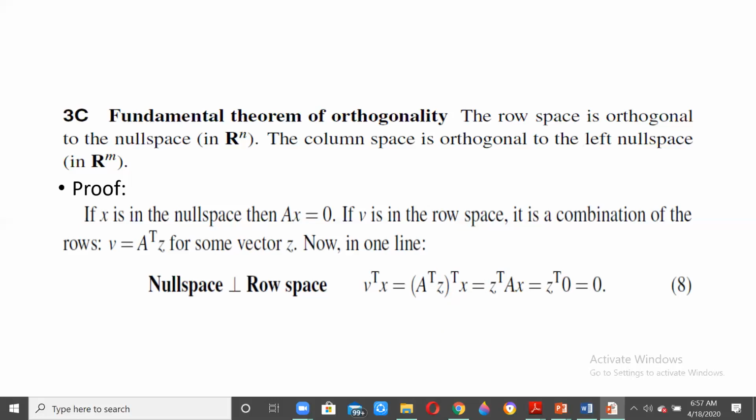Now Ax we have already written equal to 0, because x is in the null space of A. Therefore, it will be z transpose times the 0 vector, and that corresponds to a 0 vector. Thus, we can say that the null space is perpendicular to the row space. V transpose x will be a null value.